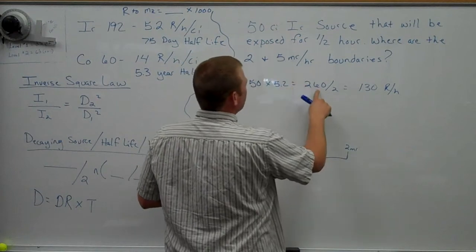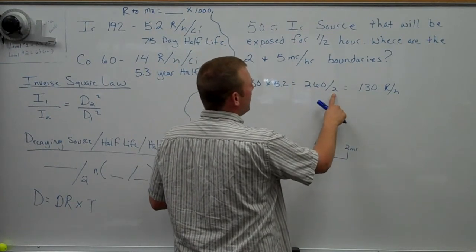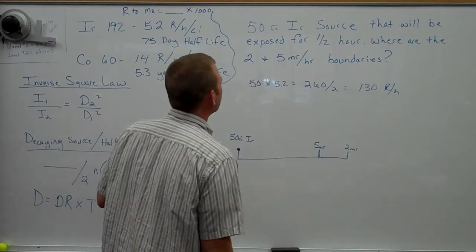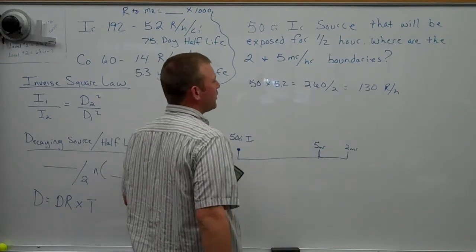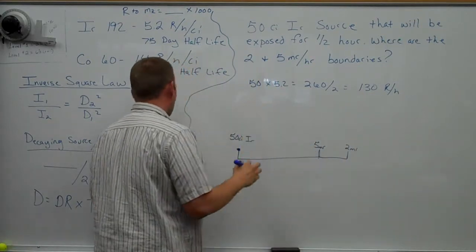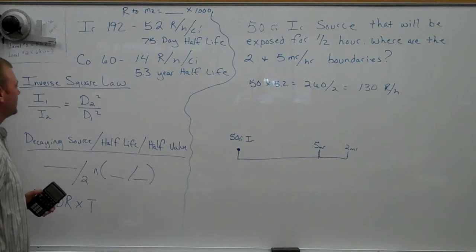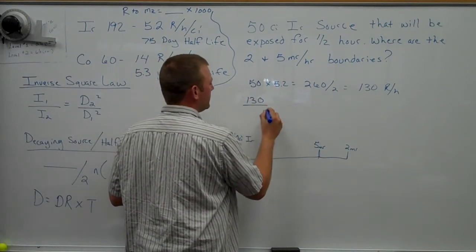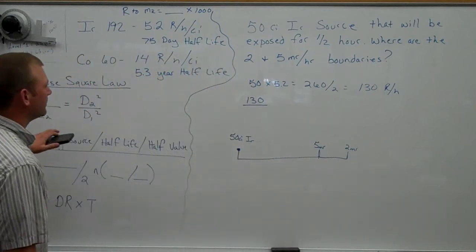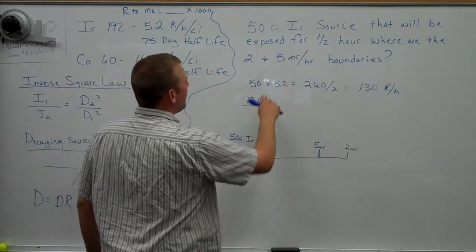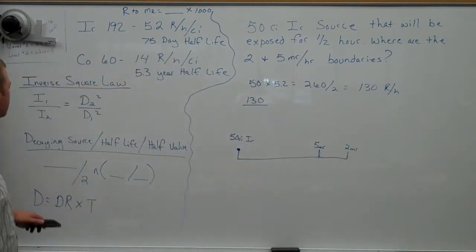So 50 curies gives us 260 rem. It's only going to be exposed for half an hour, so really we're only going to get 130 Rankins per hour at 1 foot. Now we need to know where the 2 and 5 MR boundaries are. So we're going to take this value and plug it into our inverse square law calculation. We know our intensity 1 of 130 Rankins per hour. We do know the intensity 2. It's going to be 2 and 5 MR, except we can only work 1 at a time.